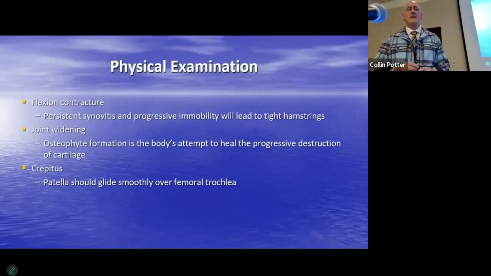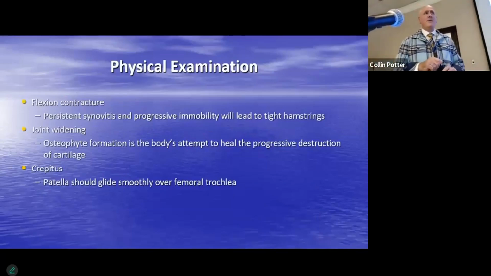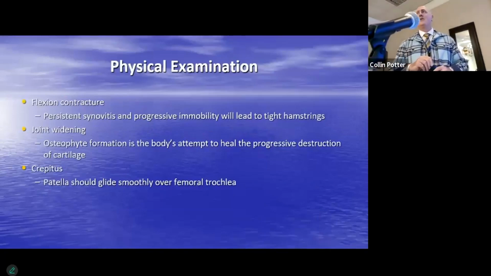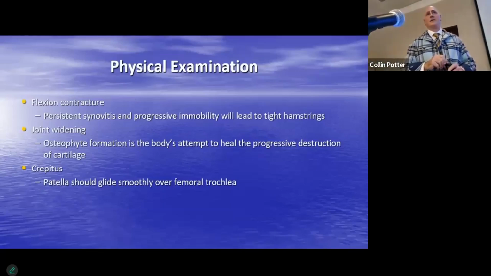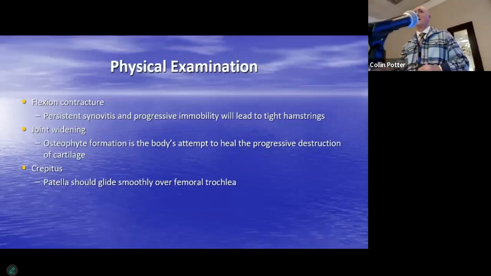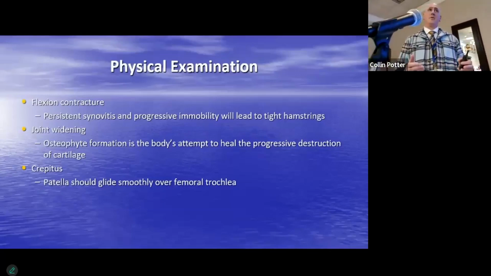Flexion contractures, and I think in advanced disease, these are very common. Matter of fact, it's the uncommon patient that doesn't have a flexion contracture with advanced osteoarthritis of the knee. And you're like, well, it gets pretty straight. Yeah, pretty straight is still not all the way straight, right?